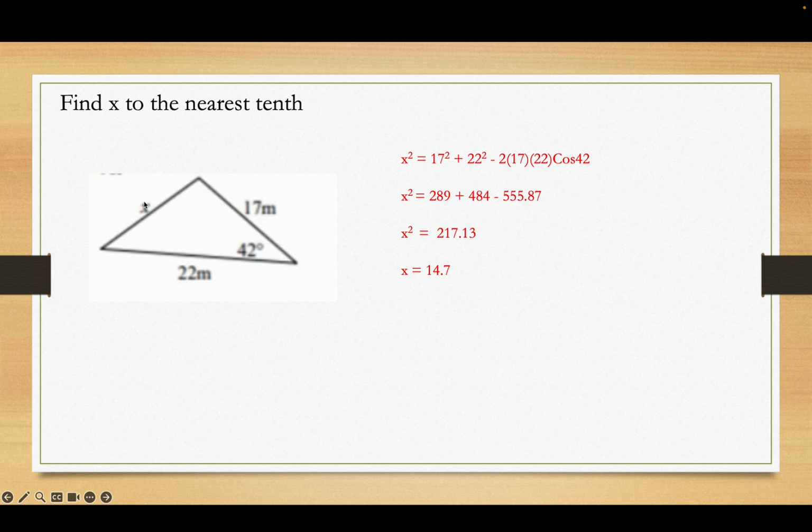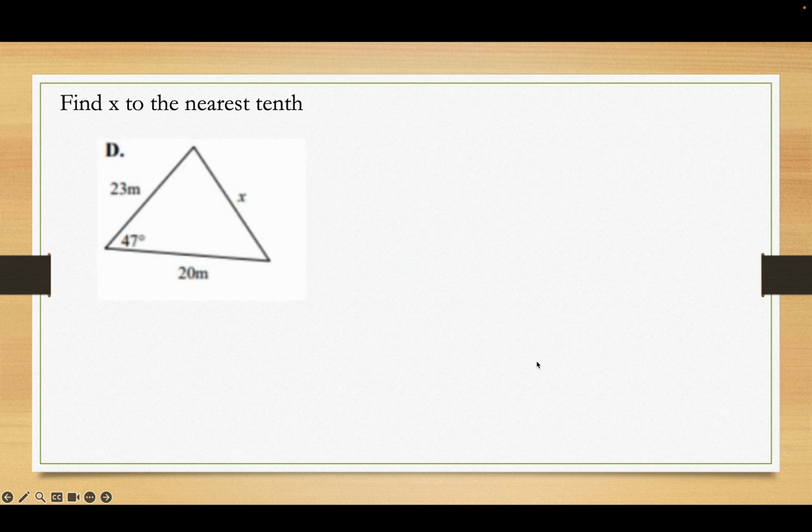Remember, the side you want, squared, and the angle across from it: you start with that, you end with that. In between are the other two sides, each squared, and then minus 2 times each of those guys, 17 and 22. Try it.